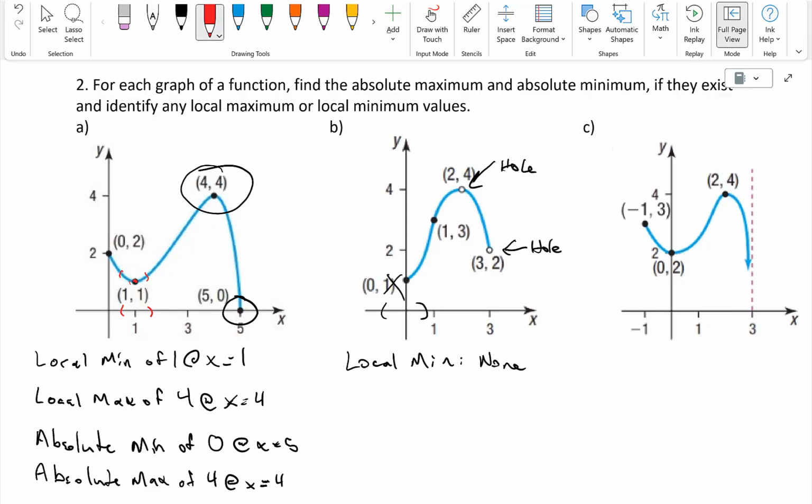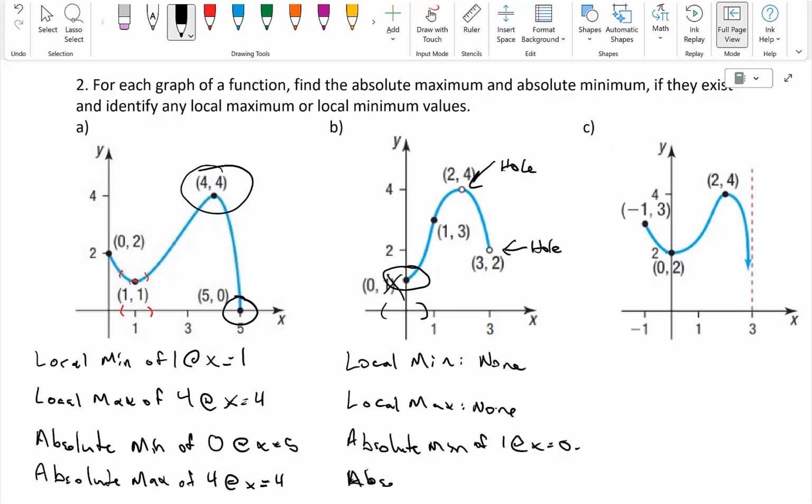We do see an absolute min, as I go out of order, but I'm talking about that point of 1 at x equals 0, right? It's the lowest point on the entire graph we're given. For the local and absolute max, we have none for this function.